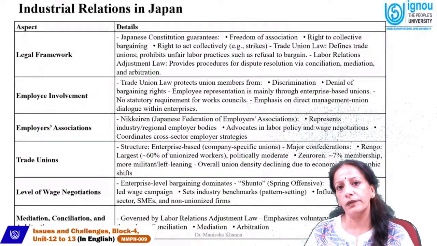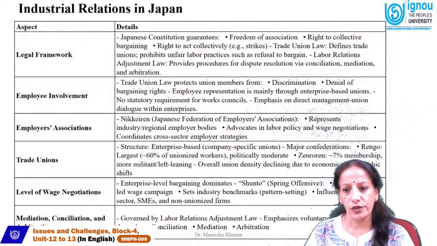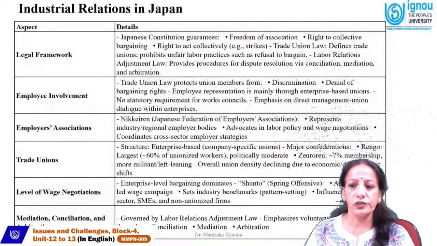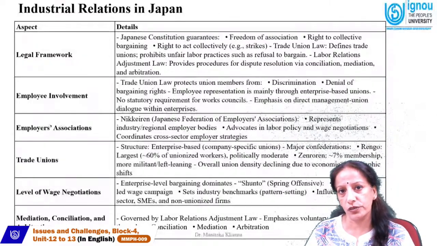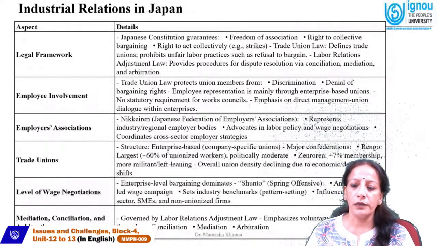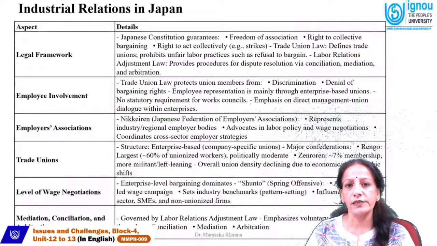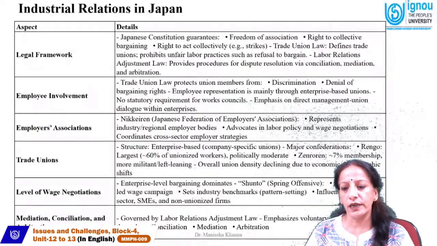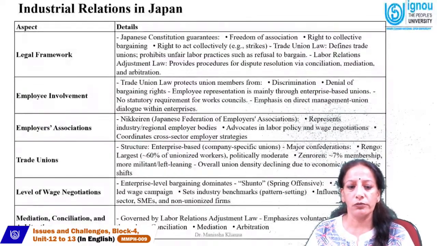That is a company specific unions. The major confederation is Rengo, that is the largest. 60% of unionized workers are registered. It is politically moderate, whereas the Zenroren has 7% membership, more militant and left leaning. Overall union density is declining due to economic or demographic shifts in general.